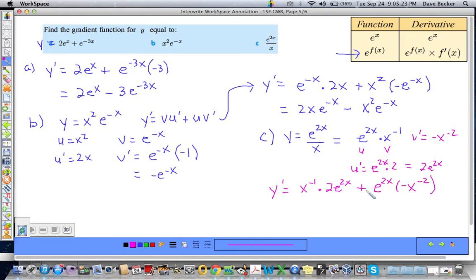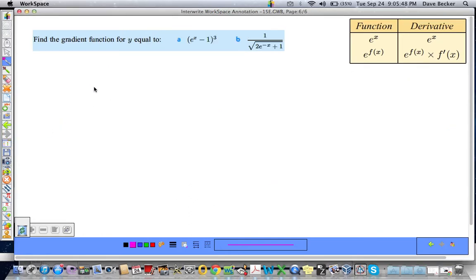And I'm going to clean that up a little bit. I mean, this is a perfectly good answer, but I'm going to clean it up, get rid of negative exponents, and just make everything nice. So this would be 2e to the 2x over x. Okay, and then this minus would come out front, so minus e to the 2x over x squared. Okay, final examples right here, wrapping it up.